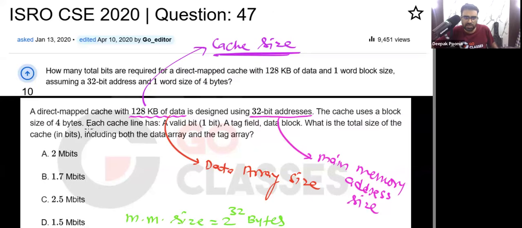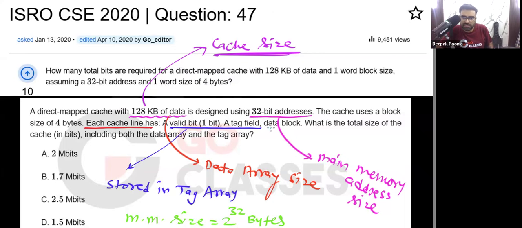Next, the question says that each cache line has one valid bit, a tag field and a data block. So basically every cache line has this valid bit, tag field and data block. Let me tell you, this valid bit and tag field are stored in the tag array part, and this data block is stored in the data array.